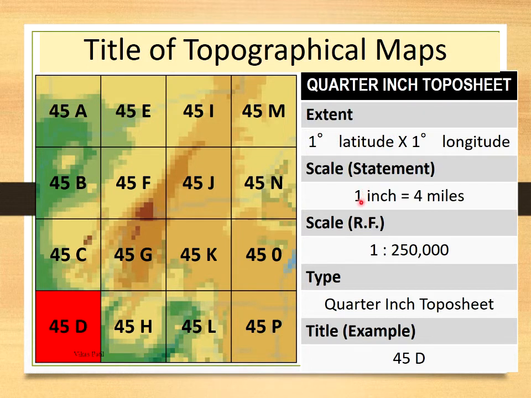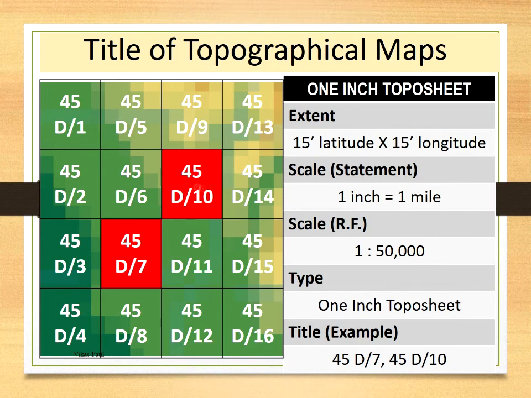The scale now increases to 1 inch equals 4 miles, which is 1:250,000. This is known as a quarter inch topo sheet. An example is 45D. 45H is also a quarter inch topo sheet. 45J is also a quarter inch topo sheet. Now 45D was further divided into 16 parts and these parts were given numbers again.